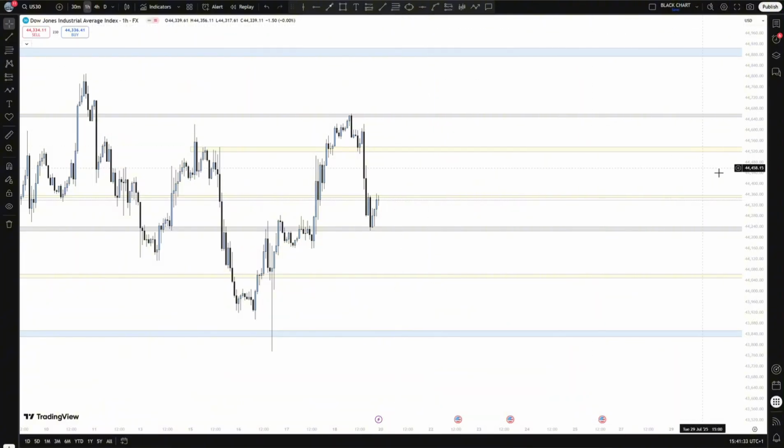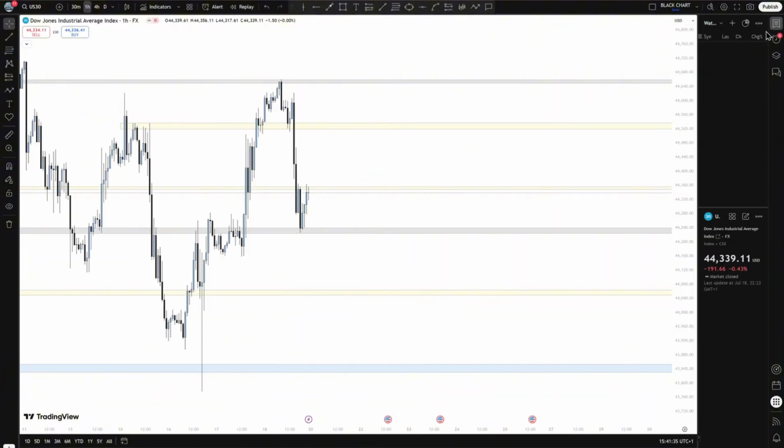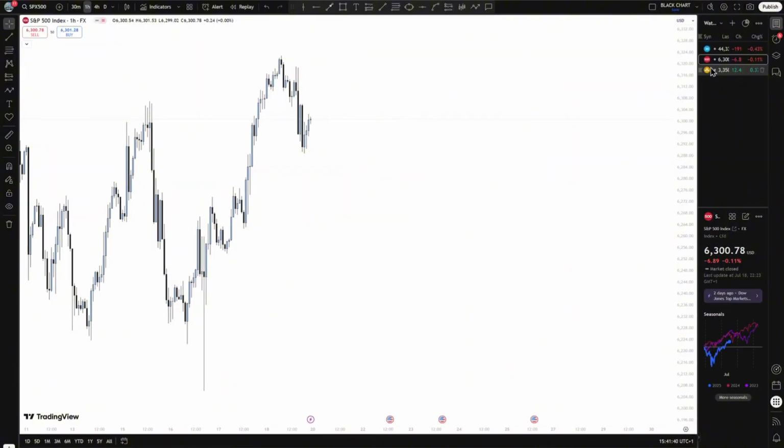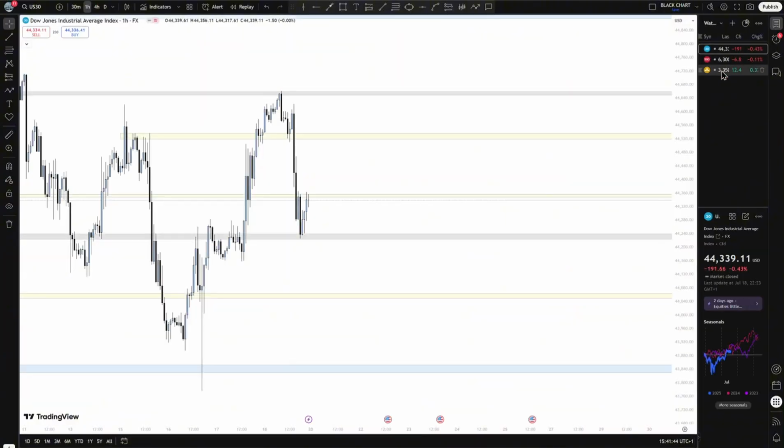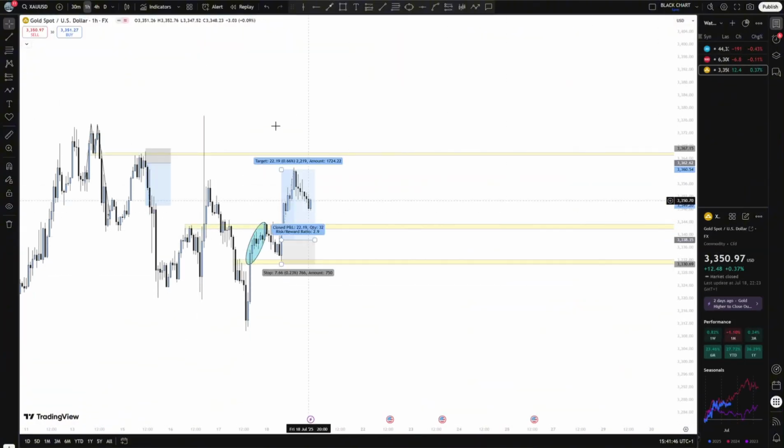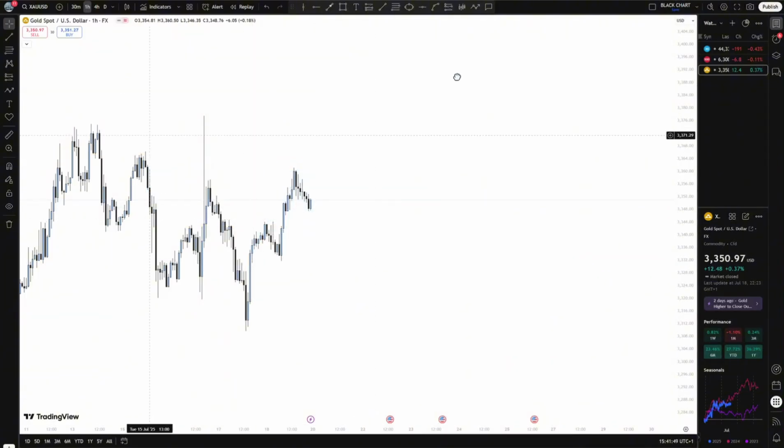Now, let's jump to the example of gold. The reason why I am not analyzing S&P 500 right now is because it moves like US30, as you can see. It is just the same thing. So without wasting time, I'll just jump to the gold.